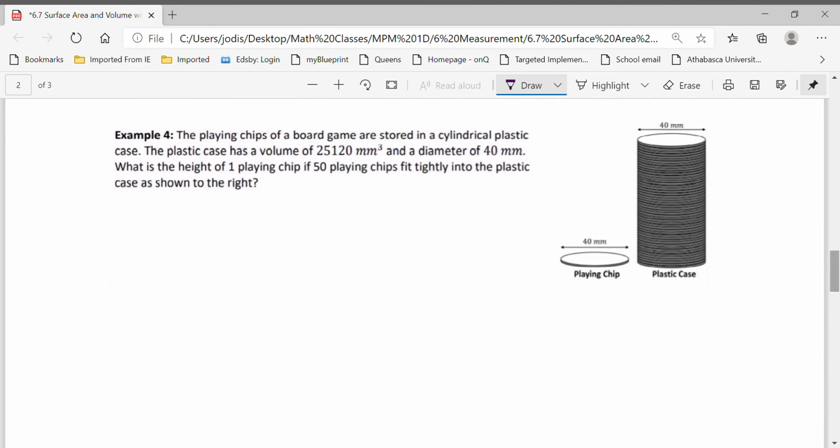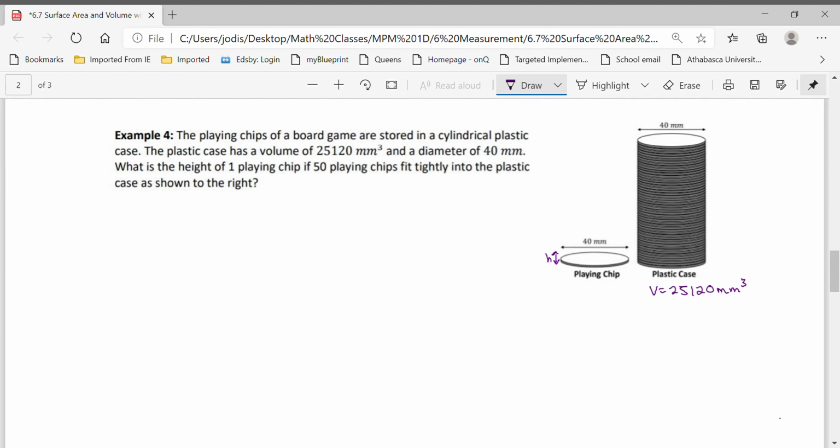So next, we've got playing chips from a board game that are stored in a cylindrical plastic case. So this would be our plastic case over here. The plastic case has a volume of 25,120 millimeters cubed, and it has a diameter of 44 millimeters. What is the height of one playing chip? So we wanted to know this little height here.